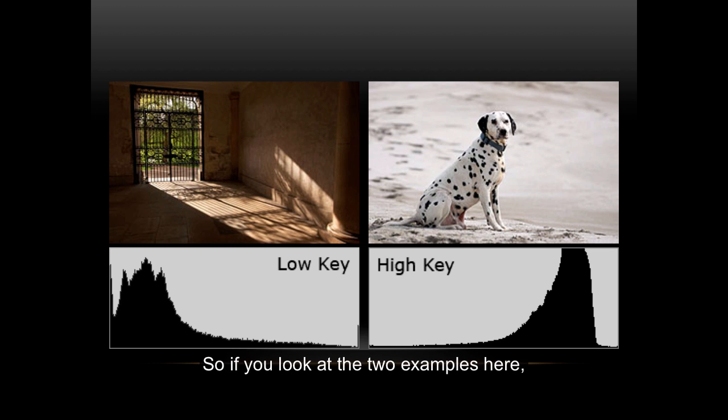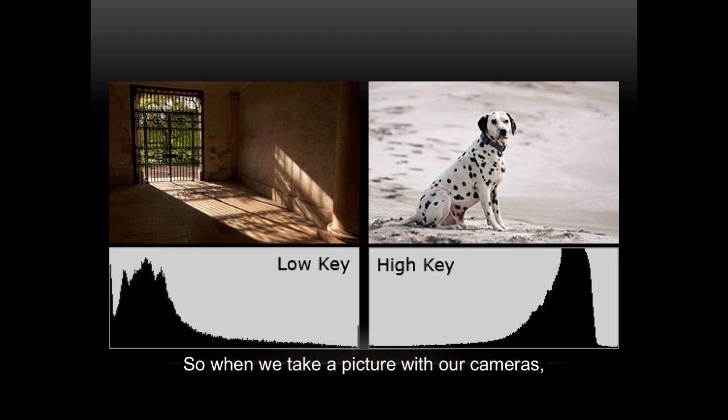So if you look at the two examples here, the Dalmatian, lots of bright pixels there. So I would say that's pretty high key. That means there's a lot of highlights. Think high and highlights. And then the picture on the left is low key, and you can see a lot of darkness and shadow areas. So we know we're going to get a lot of those pixel ranges, the tonal range, and the pixel count is going to be towards the left of my histogram.